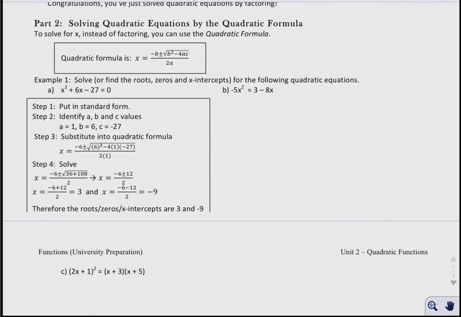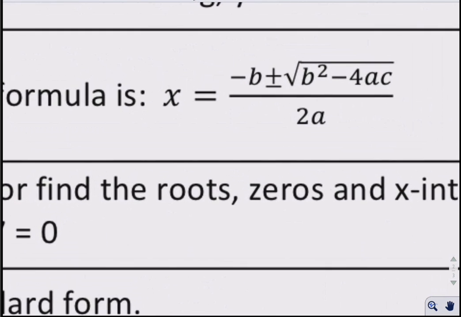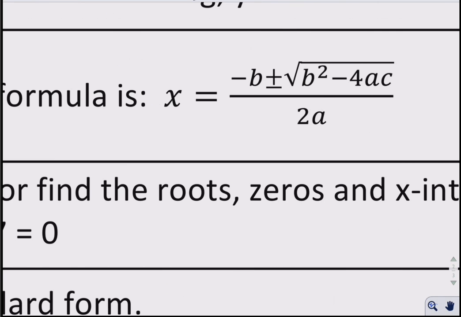Okay, the quadratic formula. You've learned this in grade 10. Here it is in all its glory. Please memorize this. It is very important for the rest of this course and for any future math you plan on doing. Okay.